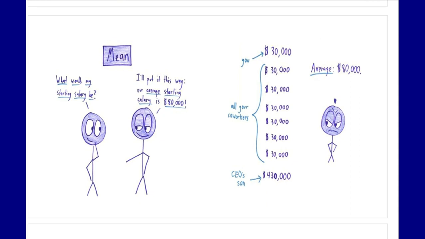Then just a little comment on how the mean can be misrepresented. Right? We're talking about starting salary. One individual is saying that the starting salary is $80,000, but when we look at how that's actually broken down, we can see that most people are making $30,000, except for one individual who's making a lot more, which is increasing the average. Right? So when we talked about the average including all values, it does that in either a good or a bad way. We can see that the CEO's son, that value is heavily inflating our average, which might not represent the actual starting salary.